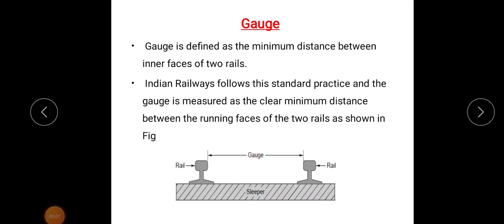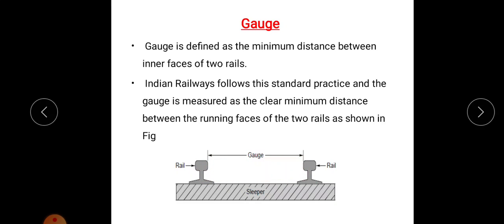Good morning, students. Today we will discuss gauge. Okay, so I have explained in the last class what gauge is. Gauge is defined as the minimum distance between the inner faces of two rails. So the distance between the inner faces of two rails is known as gauge.